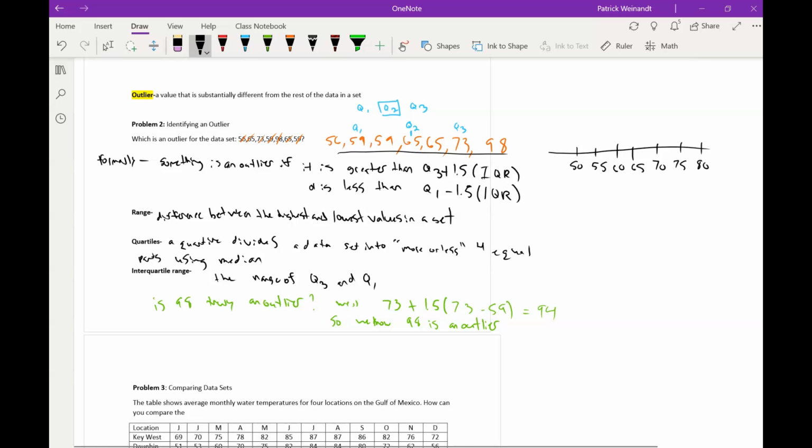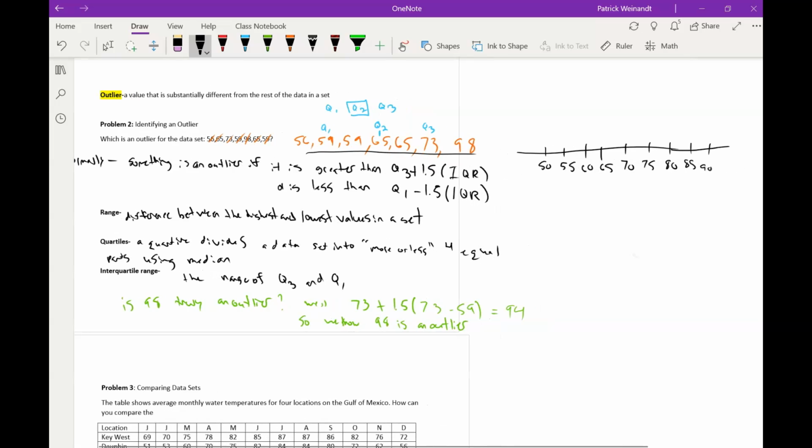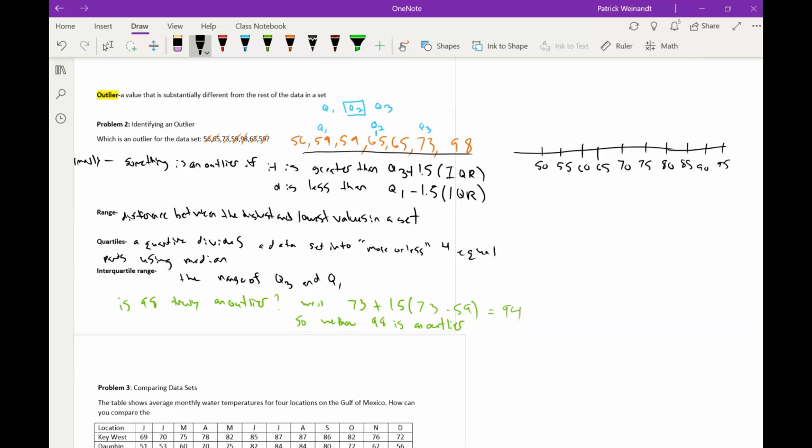75, 80, 85, 90, so on and so forth. 95, and then 100. And we go all the way down to, well, 56. We're good there. All right, so we're going to draw our box and whisker plot.